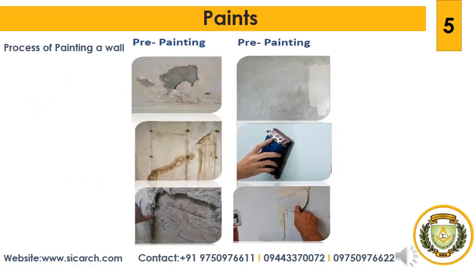Next we will see the process of painting a wall, and before that we'll be seeing some guidelines on painting. We will also see some of the components that are used in the process of painting. The first one is brushes. It is necessary to have good brushes for painting.